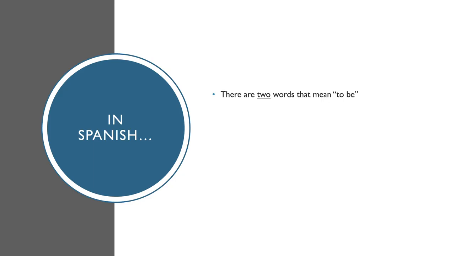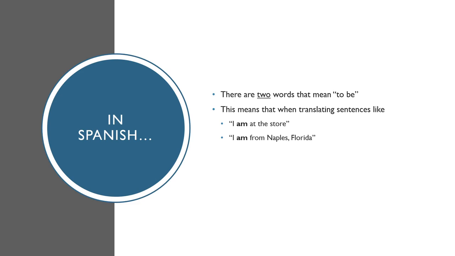In Spanish, there are two words that mean to be. That means when we're translating sentences like I am at the store versus I am from Naples, Florida, we would use two different words. There are two different words that am can be in Spanish. Now I know what you're thinking. The question that's on everybody's mind: but why? And how can I know when to use one and not the other?